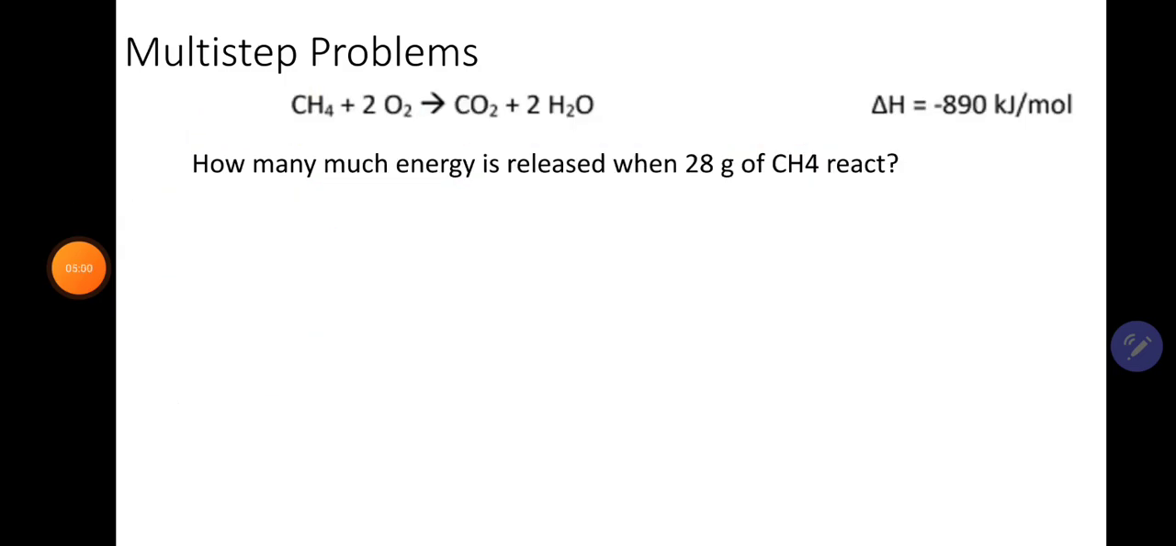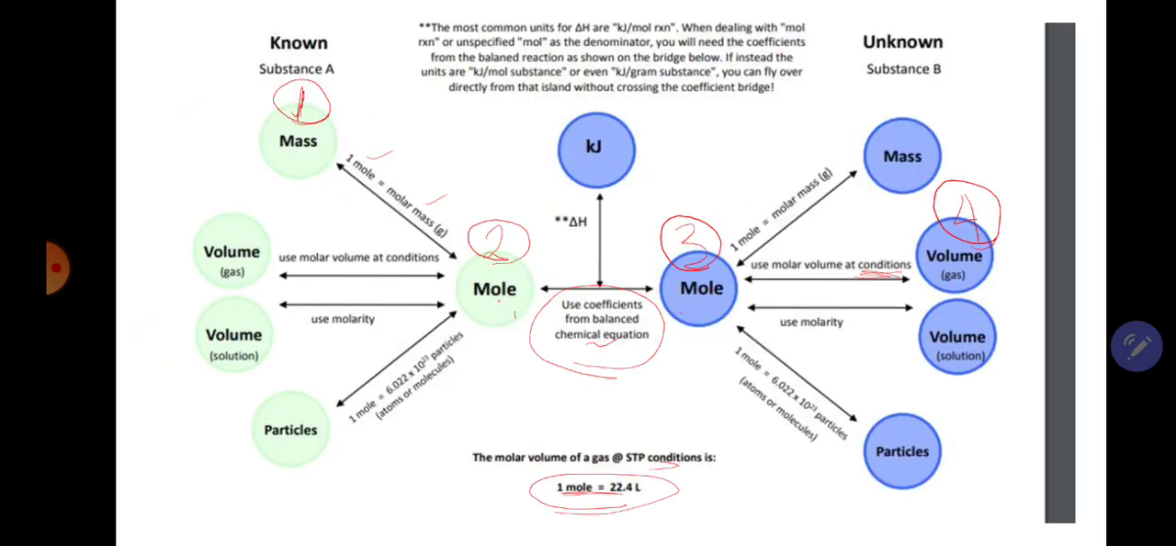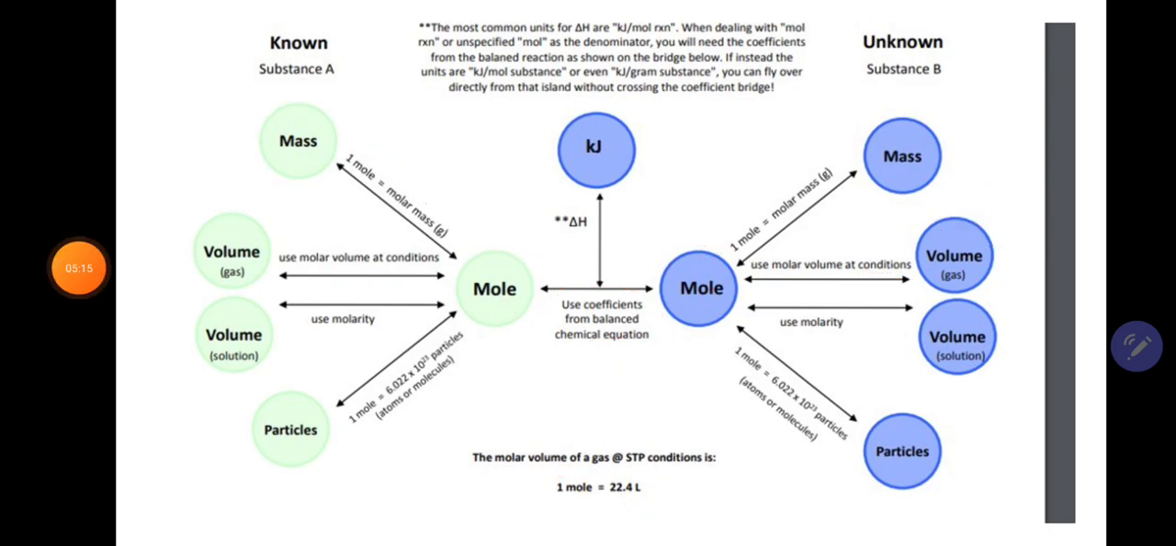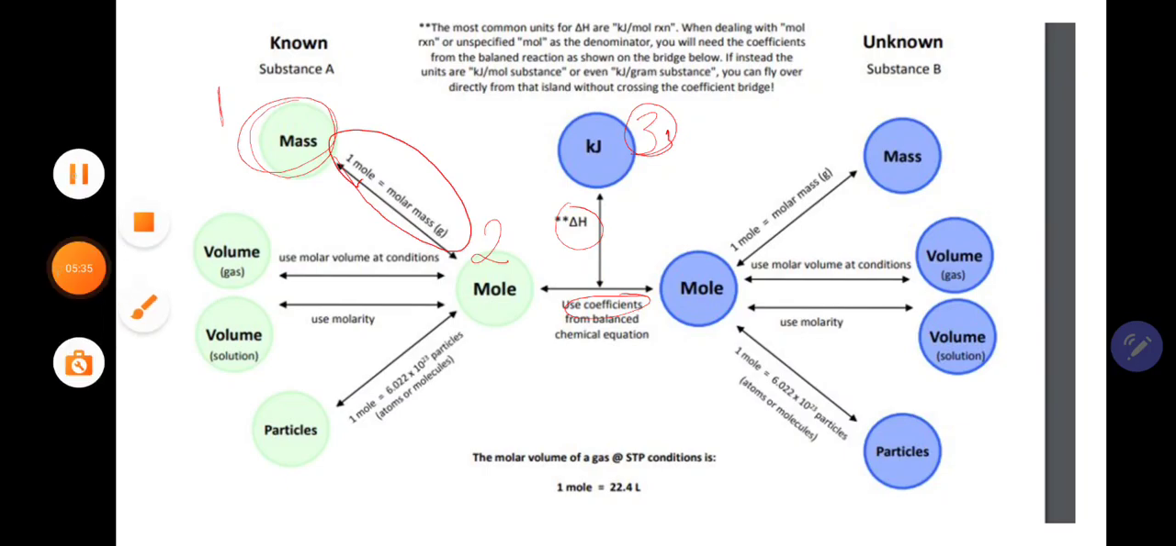All right, let's try another one. We want to know how much energy is released if 28 grams of methane react. So we're given mass and we want to know energy. All right, they gave us mass. The only thing that can come after mass is going to be moles. And we want kilojoules at the end of the day. So we're going to use that 1 mole is molar mass. We'll use those coefficients and we'll use the enthalpy.